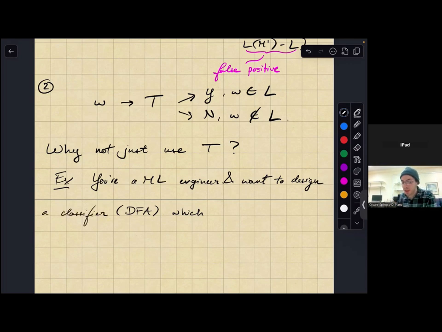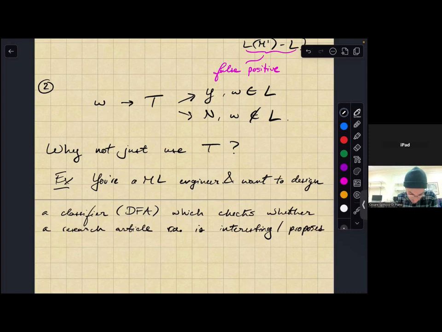A DFA is nothing but a classifier on strings, right? So a classifier which checks whether a research article, let's call it RA, is interesting, slash proposes a novel research idea, right? This is something that people in NLP, my area of research, are quite interested in.